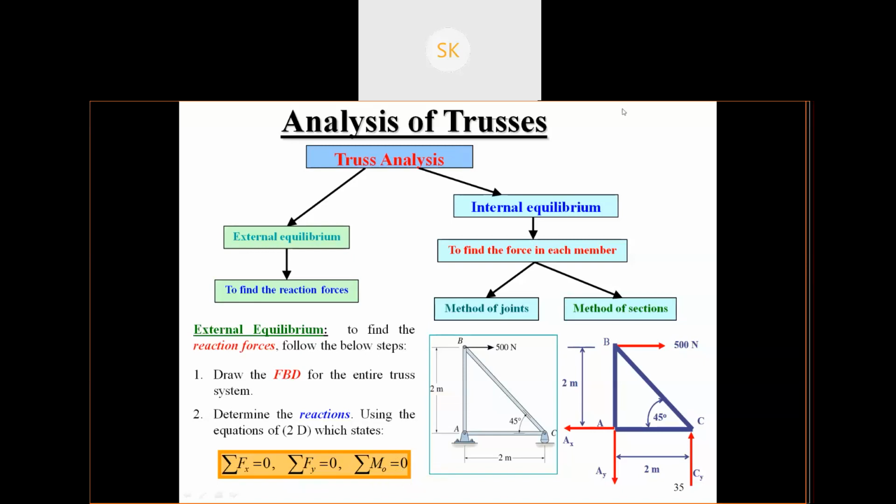Okay, this is the truss given to you. This is the free body diagram. It has joints A, C, and B. A is a pin joint, so it will have Ax and Ay. This is the roller joint, so it will have a reaction only in the vertical direction. And one load is applied to it, which is 500 Newton. So this is your truss, and this is the free body diagram.